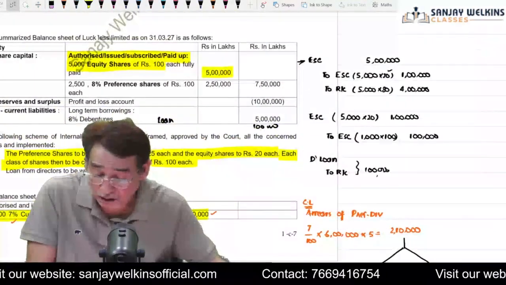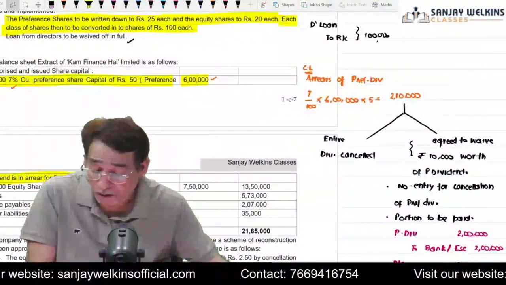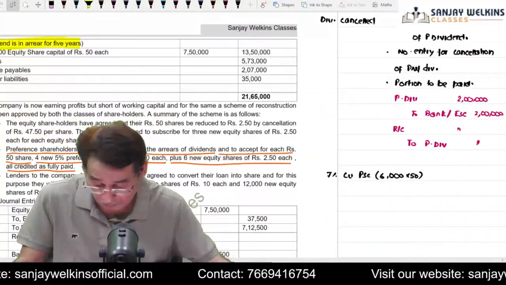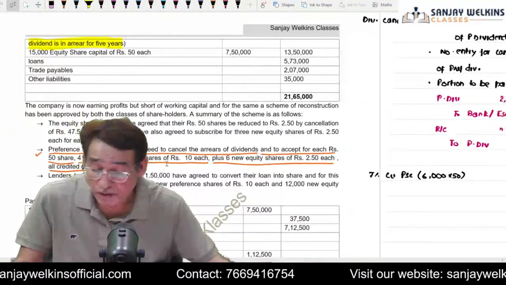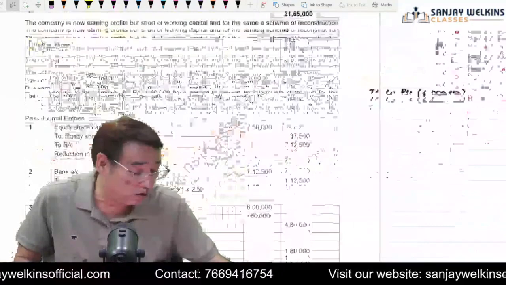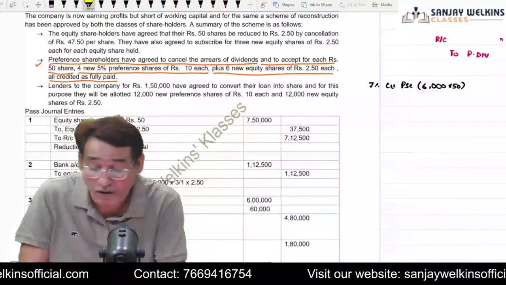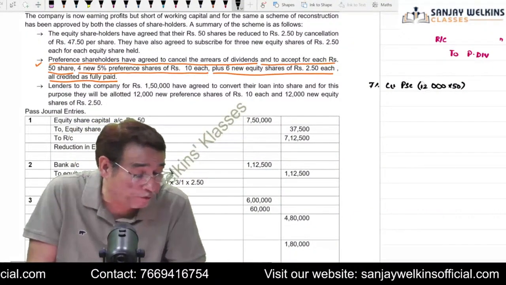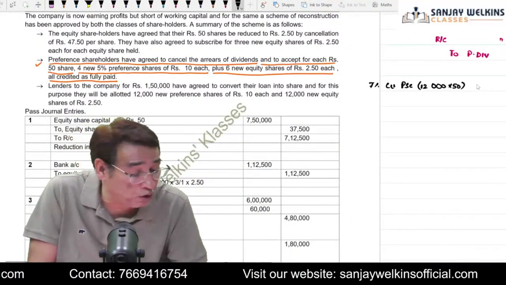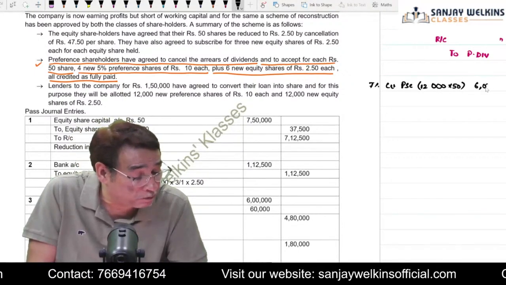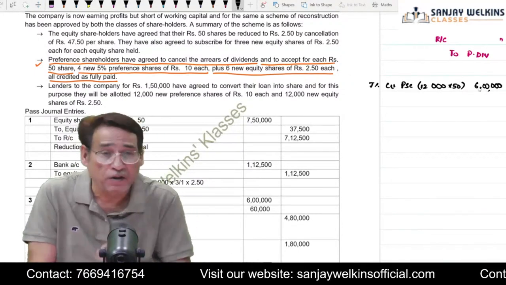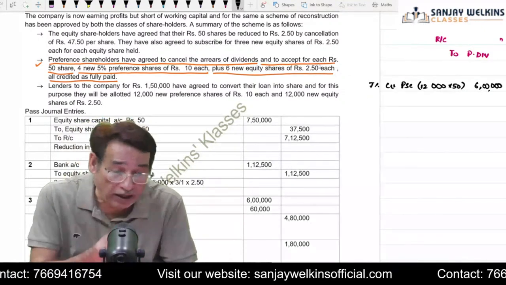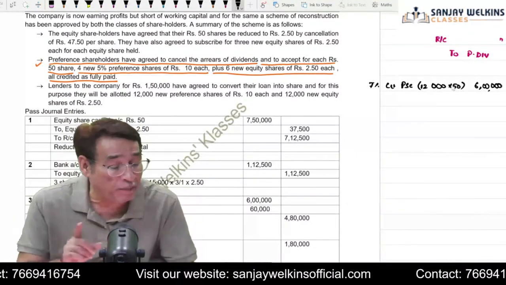It is written, let me see. How many shares were there? 12,000 shares of 50 each. I have written 6,000. Extremely sorry. 12,000 shares of 50 each. So that is why you are going to write in the outer column 6 lakh. Correct? Number one. Below it is given that they are to accept for each 50 share.